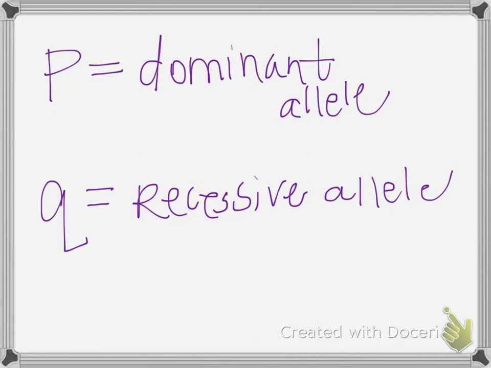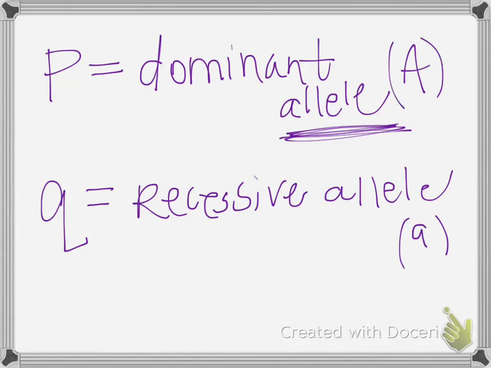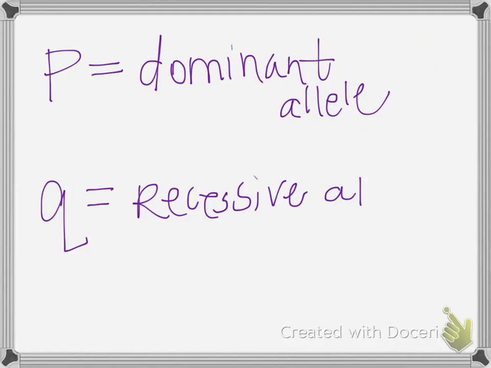Okay, so P is the dominant allele. That's one letter. That's just a capital A. Q is the recessive allele. That's just the lowercase a. Okay, so here's what I want you to think of. Let's say purple is dominant, and we'll say turquoise is recessive. Okay, so these are all people with genes.